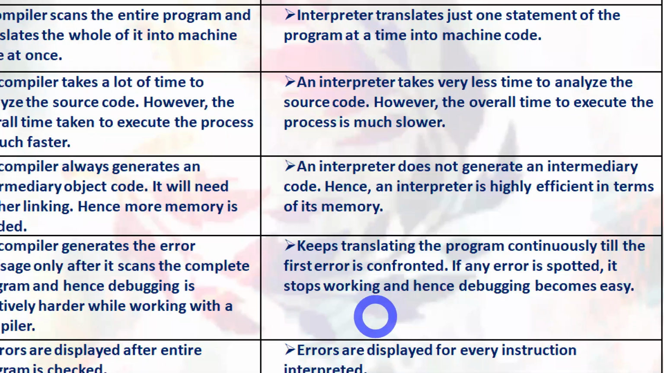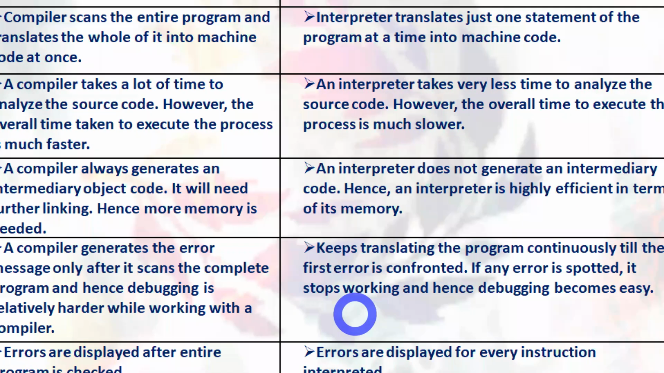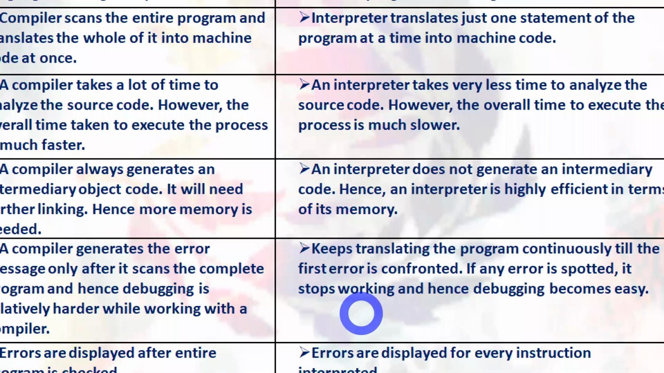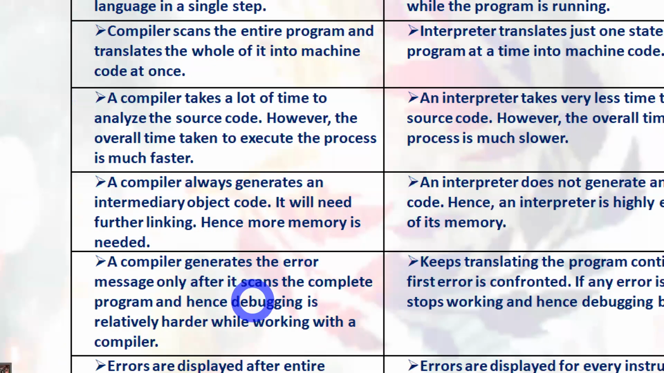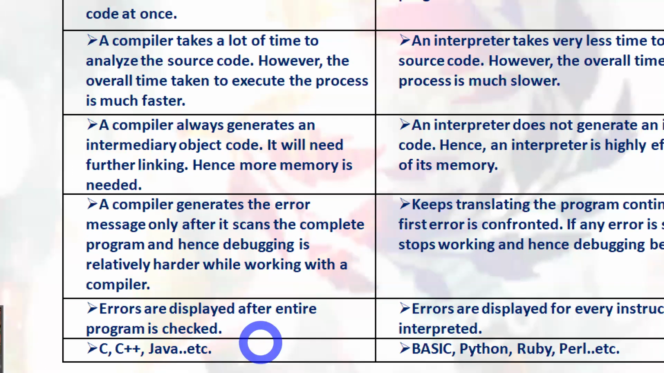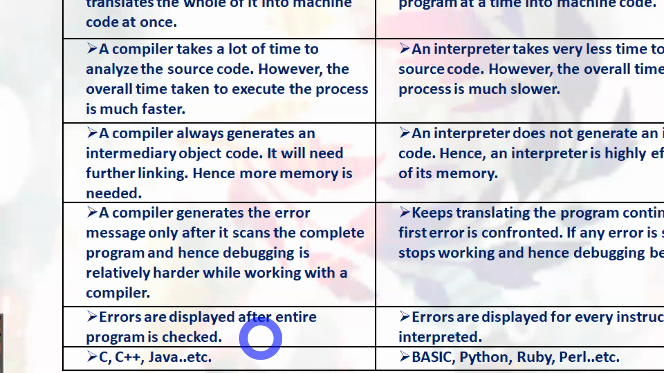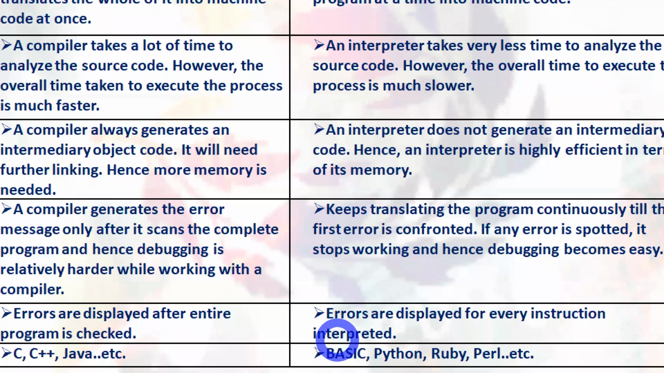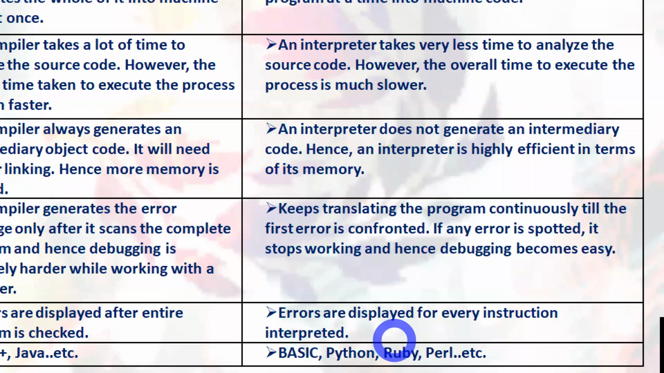But coming to interpreters, this problem is resolved because only one line is loaded and executed at a time. If any error is there, we just look at that particular line. That is the reason interpreters are easy to debug, and debugging is much faster compared to a compiler. Errors are displayed after the entire program is checked in a compiler. Here, errors are displayed for every instruction as it is interpreted.